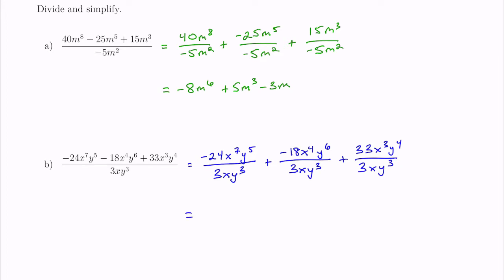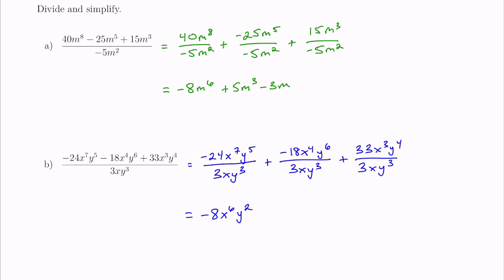To finish simplifying this, we now need to do the division on each of those three separate terms. In the first term, negative 24x to the 7th y to the 5th divided by 3xy to the 3rd. Negative 24 divided by 3 is negative 8. X to the 7th divided by x, keeping in mind that x in the denominator means x to the 1st, is x to the 6th. Y to the 5th divided by y to the 3rd gives us y to the 2nd. So we end up with negative 8x to the 6th y squared.